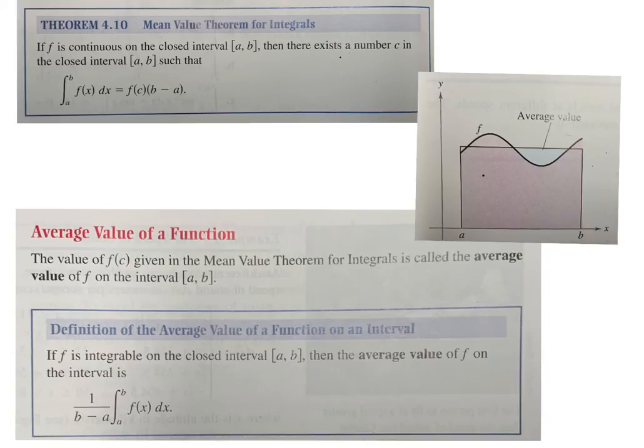Mean value theorem is the theorem behind it, and average value is kind of how you solve for it. If f is continuous on the closed interval [a, b], then there is a number c in the closed interval [a, b] such that the integral from a to b equals f of c times b minus a. And so they're just saying there is some point that's going to be right there at the same value. And they give this picture of the mean value, that somewhere in there you're going to get the exact average, just like we talked about for derivatives.